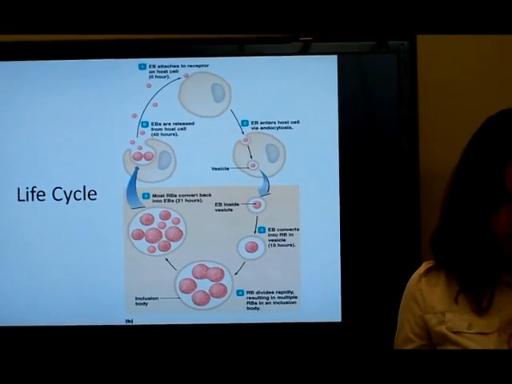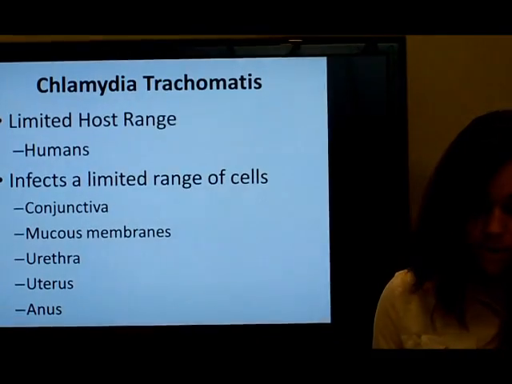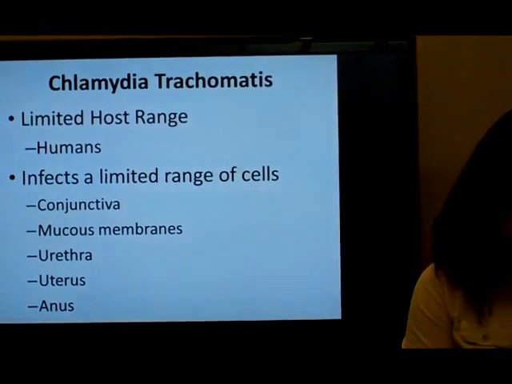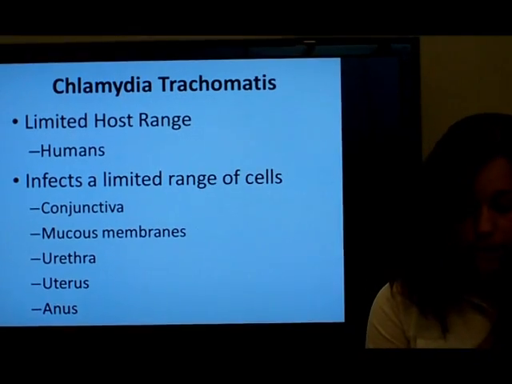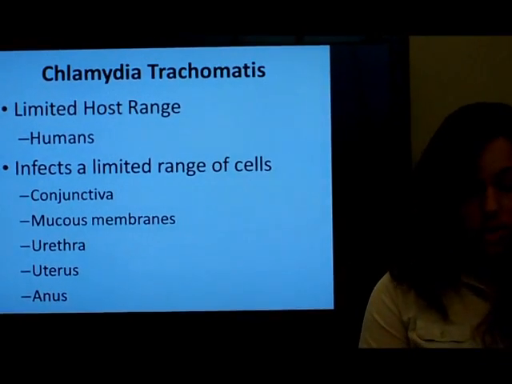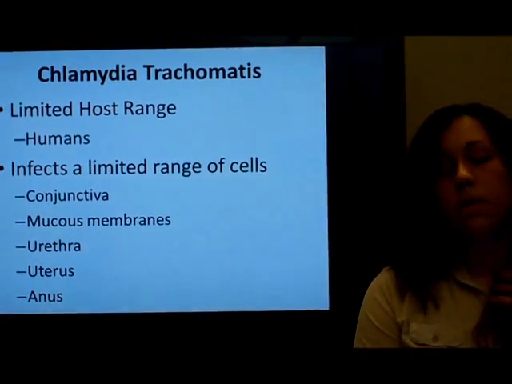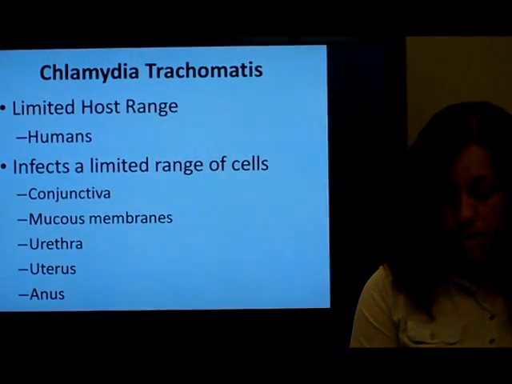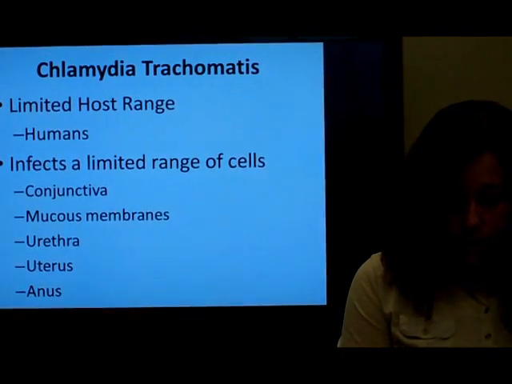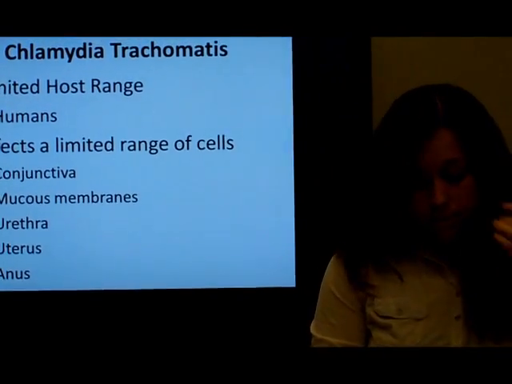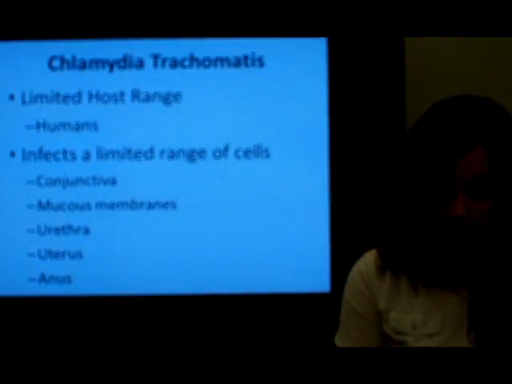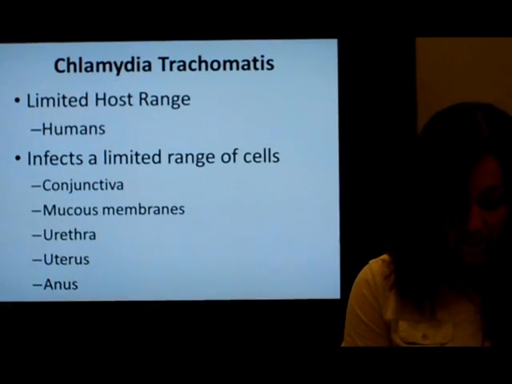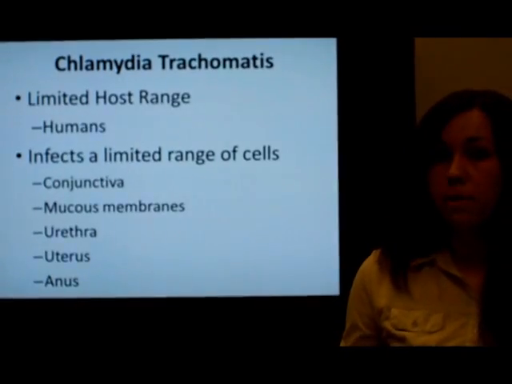So let's start with Chlamydia trachomatis. Chlamydia trachomatis has a limited host range. Cells with receptors for elementary bodies are located on the conjunctiva of the eye, the lining of the mucous membranes like the trachea and the bronchi. It's also located on the urethra, the uterus, the anus, and the rectum. Clinical manifestation results from destruction of infected cells at the site of the infection and the inflammatory response.